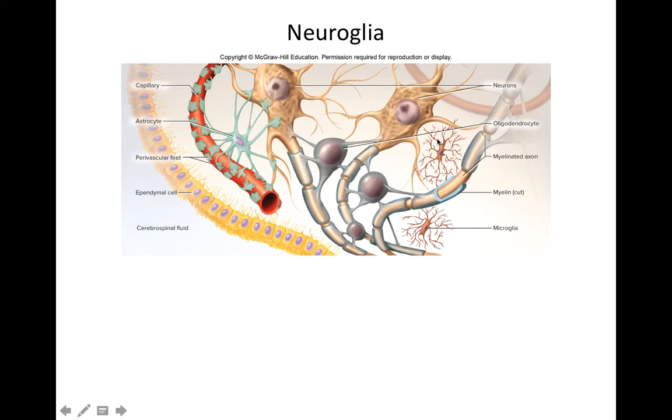Then we've got the microglia. These are phagocytic immune cells that help deal with anything that might pass through the blood-brain barrier or any dead and dying tissue in the brain and spinal cord. And then the last one is the oligodendrocyte, which is going to form the myelin sheath in the central nervous system.